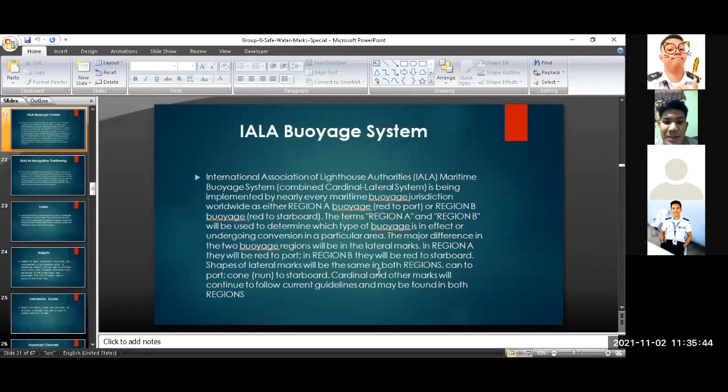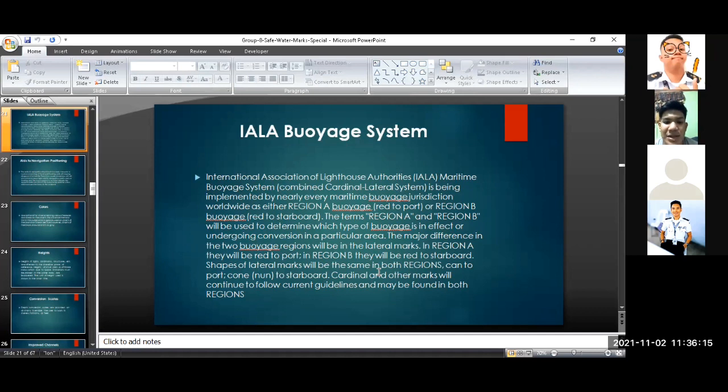IALA Voyage System, International Association of Lighthouse Authorities. The Maritime Buoyage System, a combined cardinal-lateral system, is being implemented by nearly every maritime jurisdiction worldwide as either Region A buoyage, red to port, or Region B buoyage, red to starboard. The terms Region A and Region B will be used to determine which type of buoyage is in effect or undergoing conversion in a particular area.